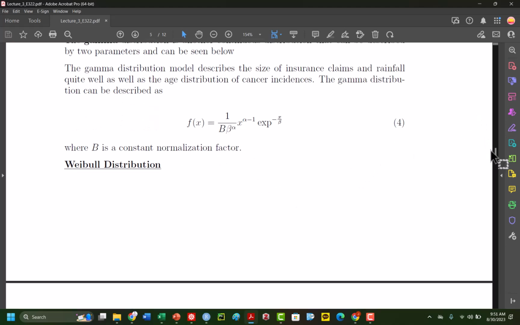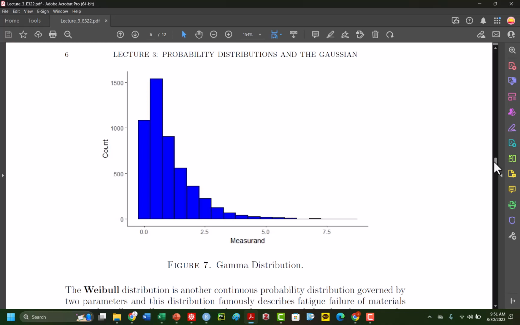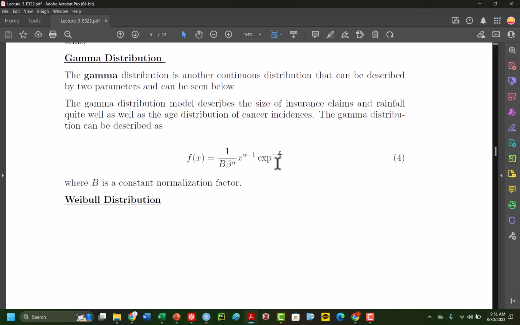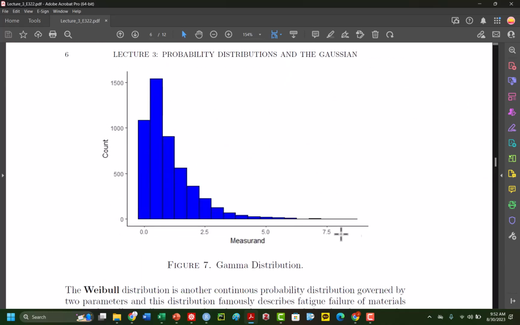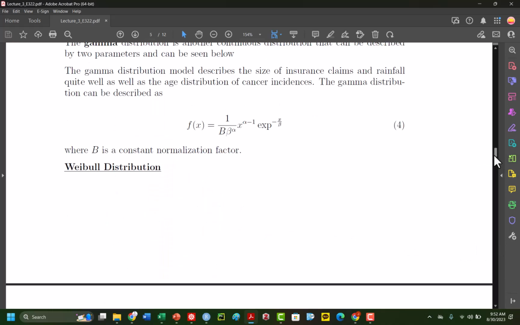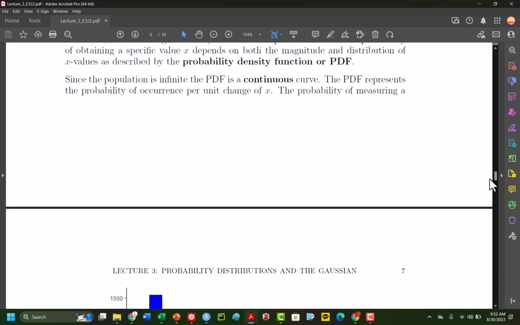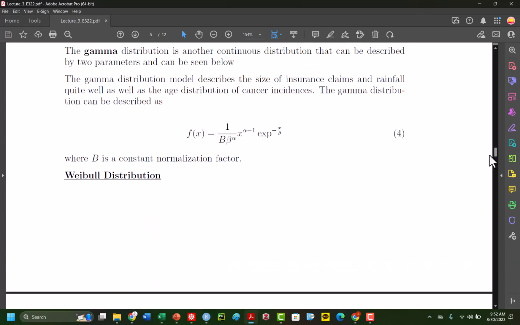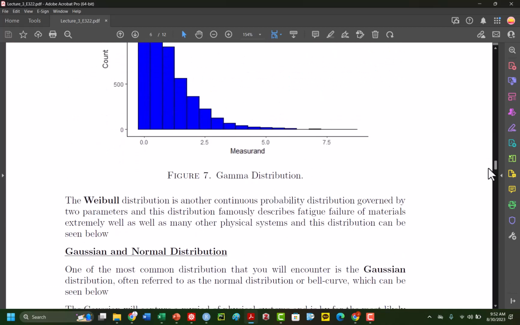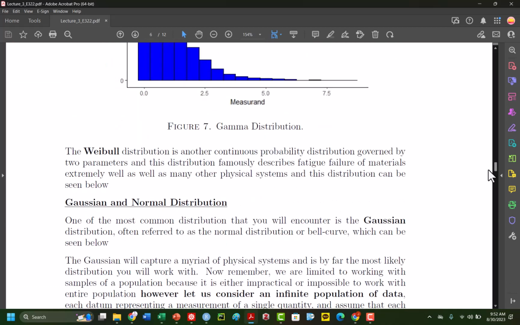You can have a gamma distribution as well. Somewhat similar, it looks a little bit like the exponential or decayed, but you can see some of the variables here. But it's very good for age distribution for cancer incidence, as well as the size of insurance claims and rainfall. And again, you can see high incidence of cancer, and then it obviously decays for certain ages. The Weibull distribution is one near and dear to my heart from materials. It is really good at describing fatigue measurements. That one's very near and dear to my heart.